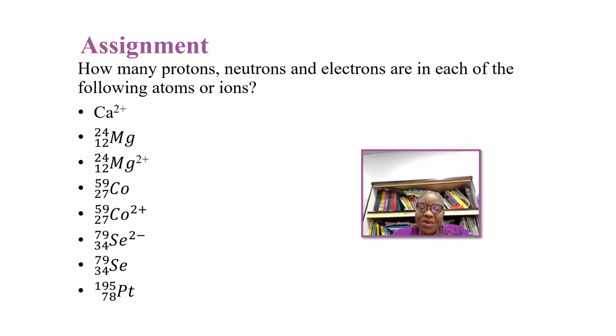We have an assignment for you. The assignment states thus: how many protons, neutrons, and electrons are in each of the following atoms or ions? Calcium ion, magnesium atom, magnesium ion, cobalt atom, cobalt ion, selenium ion, selenium atom, and platinum atom. It is important that you attempt this assignment.